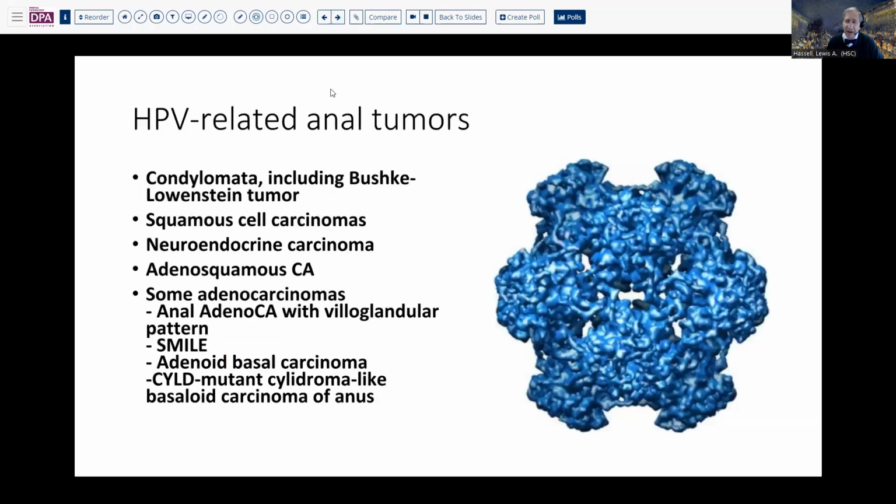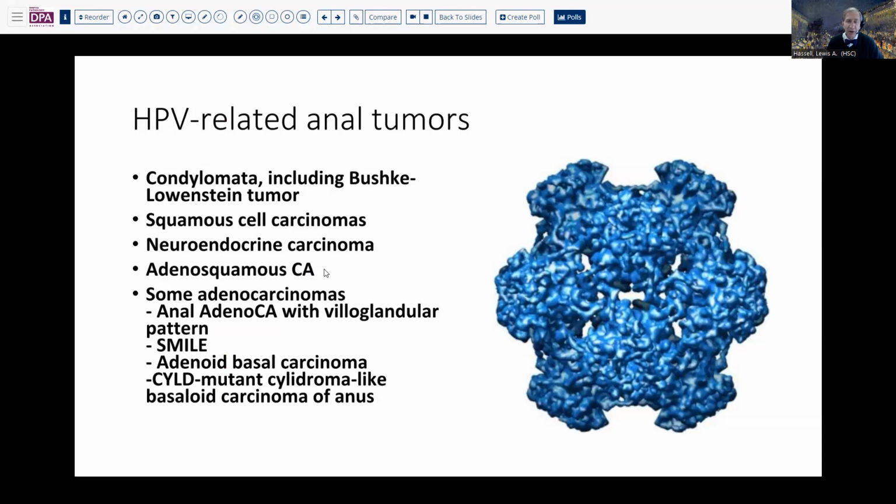Thinking then about the HPV-related tumors, we've mentioned the condylomas and so forth, and squamous cell carcinoma, as in other lower anogenital tract areas, is frequently associated with HPV, in fact, in the predominance of cases. But in addition to that, there are several other things to consider in the anus. That includes neuroendocrine carcinomas, which can be HPV related, tend to be high grade and concerning.